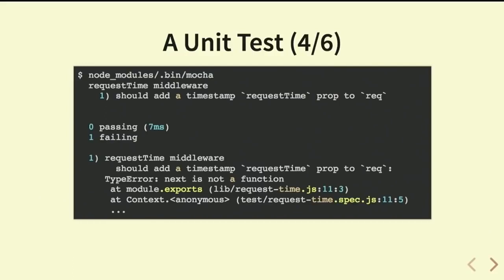And what happened? It gives us the suite again that failed, and the test title that failed. Right under that, it gives us a stack trace, and the stack trace goes on a while, so I cut it off there. But the important part is: next is not a function. Why is next not a function? It's because our middleware tries to call a function called next, and we didn't give it one.